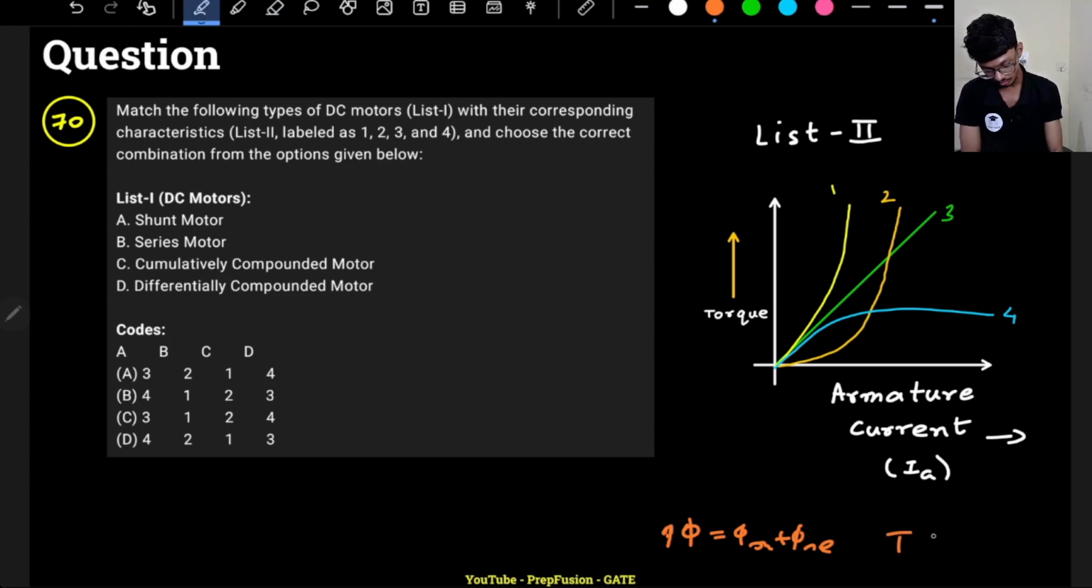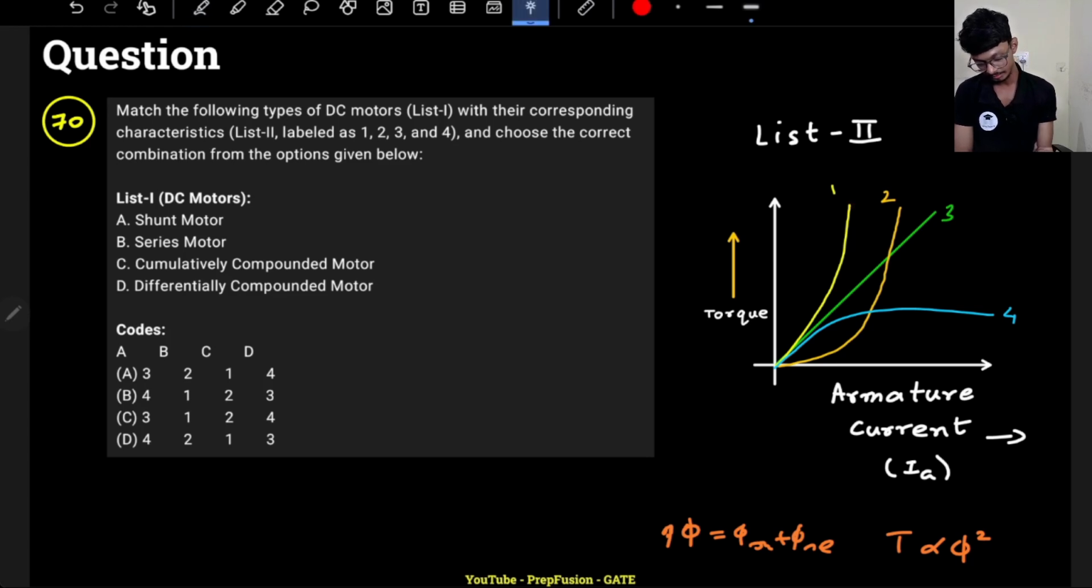So as I know, my torque is proportional to phi whole square, because it is a series machine. Because at higher loads it will be like a parabolic only, so torque will be higher for the same amount of armature current. So I can see one will be the cumulatively compound that is present in option A and D. Out of these two, something might be correct. Okay, and two will be for the series one. Two is present with B in both these options. Now let me eliminate the 3 and 4.